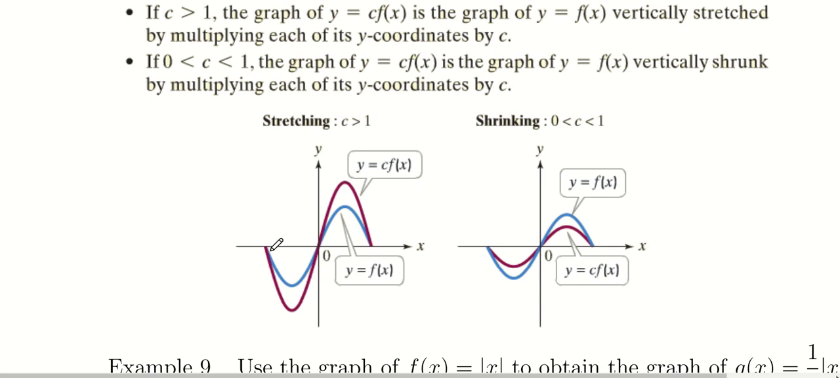If we look at this graph here, if our parent function is in blue and we multiply that by c, you can see that it's vertically stretched in the y direction. A good intuitive way to think about this is that the function and its stretch will have the same zeros.